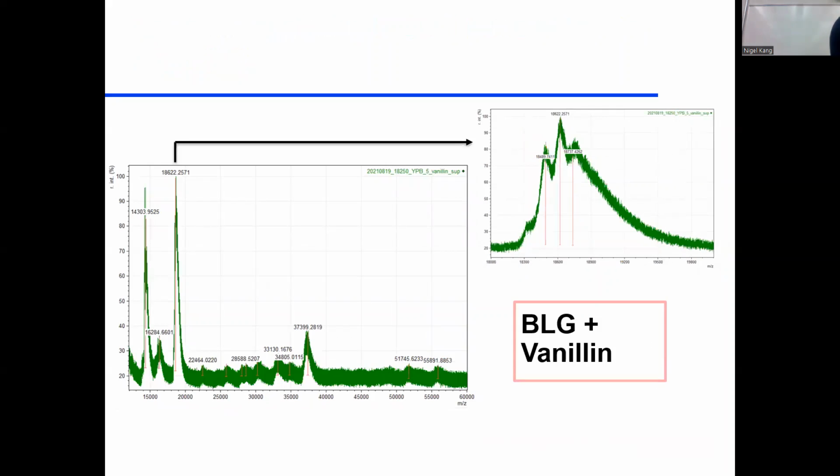This is beta-lactoglobulin and vanilla, or vanillin. So I'm putting vanilla flavor with beta-lactoglobulin. And so I'll get a protein here, my beta-lactoglobulin. Oh, then I want a little peep out here. So that little peep right here was this material plus vanillin.